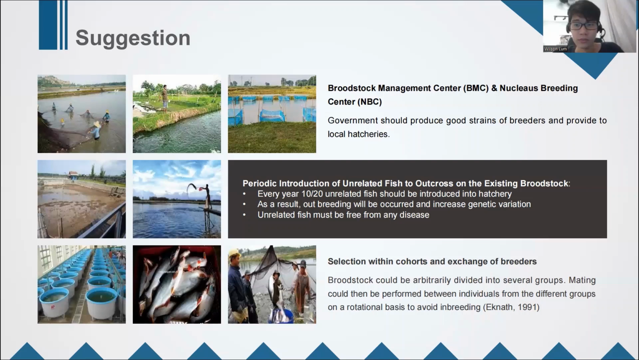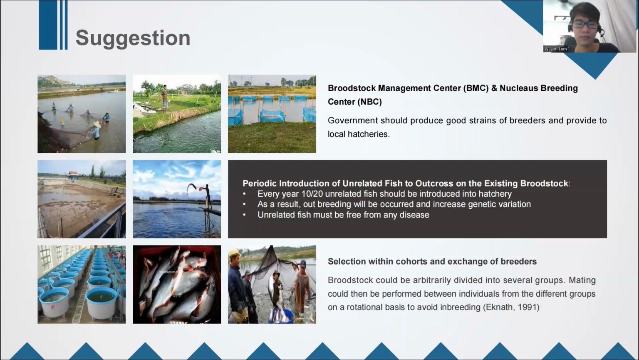Another view from our group is that the government side should produce good strains of breeders and provide them to local hatcheries, which means they can establish what is now quite popular, the BMC or NBC, Broodstock Management Center or Nucleus Breeding Center, which allows good genes and healthy fishes to be produced in the market, and this will certainly reduce inbreeding.